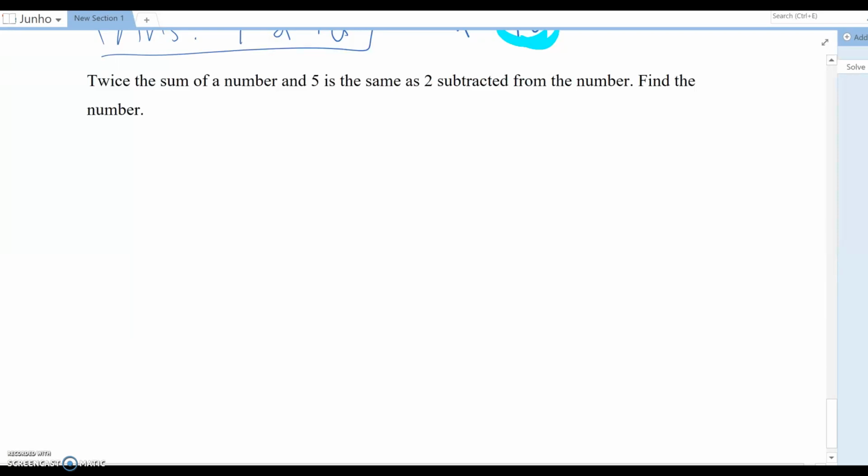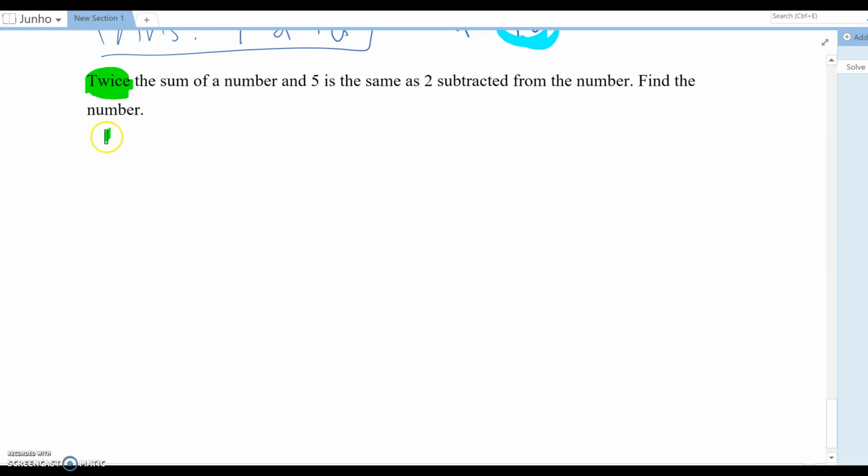So next one, twice the sum of a number and 5 is the same as 2 subtracted from the number. Okay, so this question has many different calculation combinations. So here, first of all, twice came first, which means you are multiplying. There will be a priority calculation.